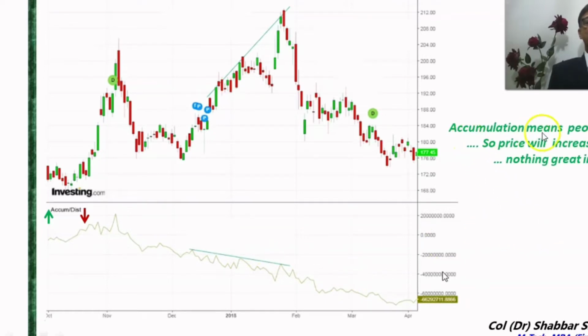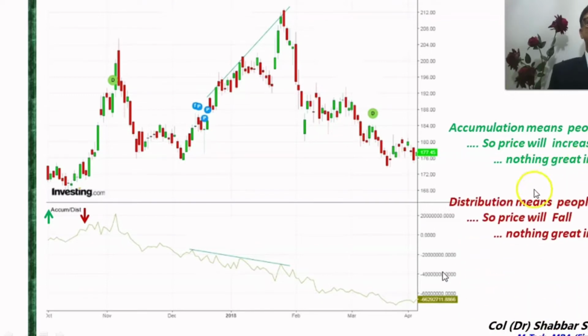See, accumulation, a simple English word. Accumulation means people are accumulating, people are buying. Alright. So when people buy, the price will increase. It has to increase, isn't it? We have seen earlier, when a lot of people are buying, the number of buyers is more than the number of sellers, then the price will increase. Nothing great in this. This is a normal occurrence.